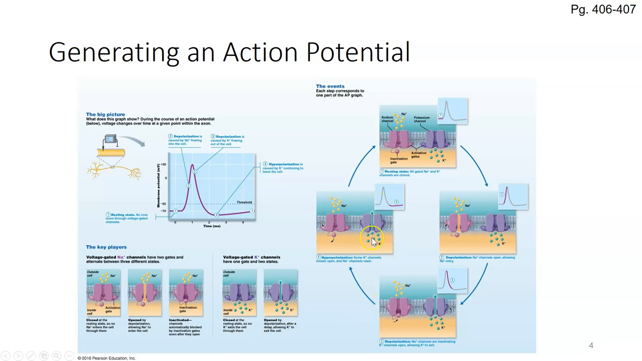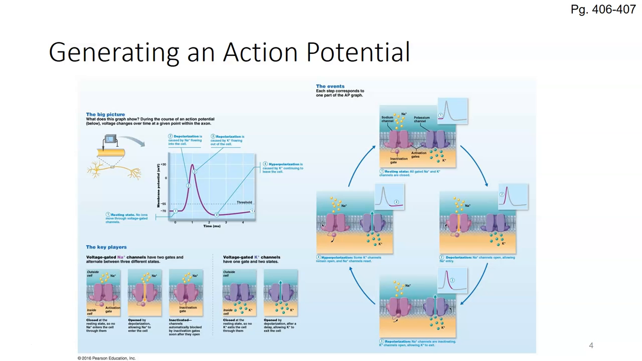Hyperpolarization, in the middle. Some potassium channels remain open, and some sodium channels reset. Some potassium channels will remain open, allowing an excessive potassium efflux. The inside of the membrane becomes more negative than in resting state. This causes hyperpolarization of the membrane, or a slight dip below resting voltage. Sodium channels also begin to reset.